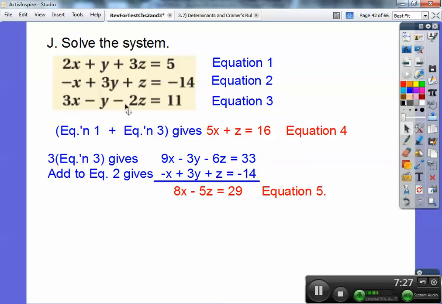And when I multiply that by 3, what happens is, you have to get rid of the same variable, and since I got rid of y when I added these 2 equations together, 1 and 3, I have to make sure I get rid of y again with a different pair of equations. Okay, it has to be a different pair.